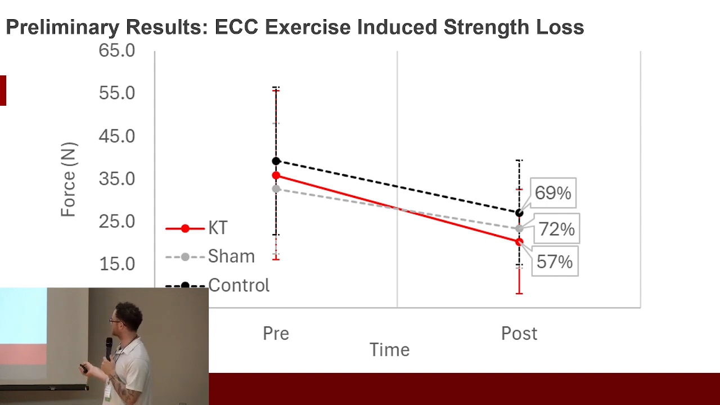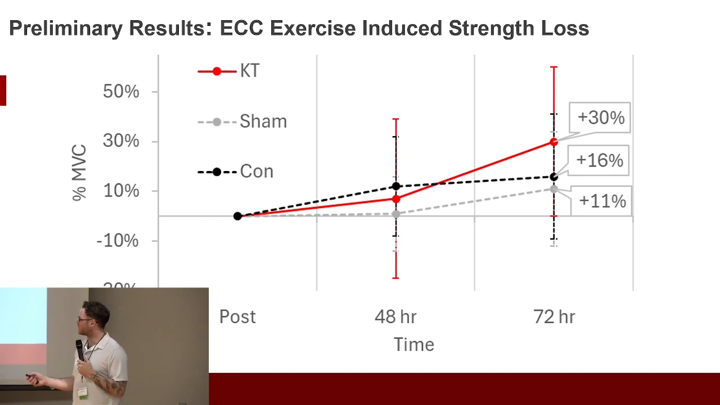It's important to know that this was all done on the same day: pre-assessment, did the intervention, then post-assessment. There was no significant difference between groups, so there was no significant group time interaction. That's to be expected because they all went through the same protocol and hadn't received the KT tape, but they all did experience significant strength losses. So we know that the exercise protocol did work.